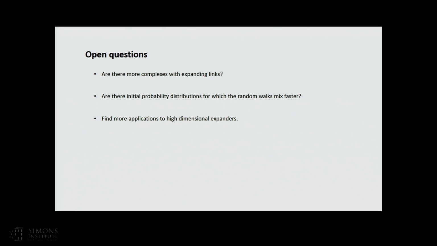Okay, so just two more questions which might be interesting. We considered all the initial probability distributions that the random walk starts from, and it seems like there are a few distributions which are bad and cause the walk to mix slower. So it's interesting to see if we can recognize or maybe separate these initial probability distributions, and then for all the rest of the distributions, we'll get much faster mixing of random walks.